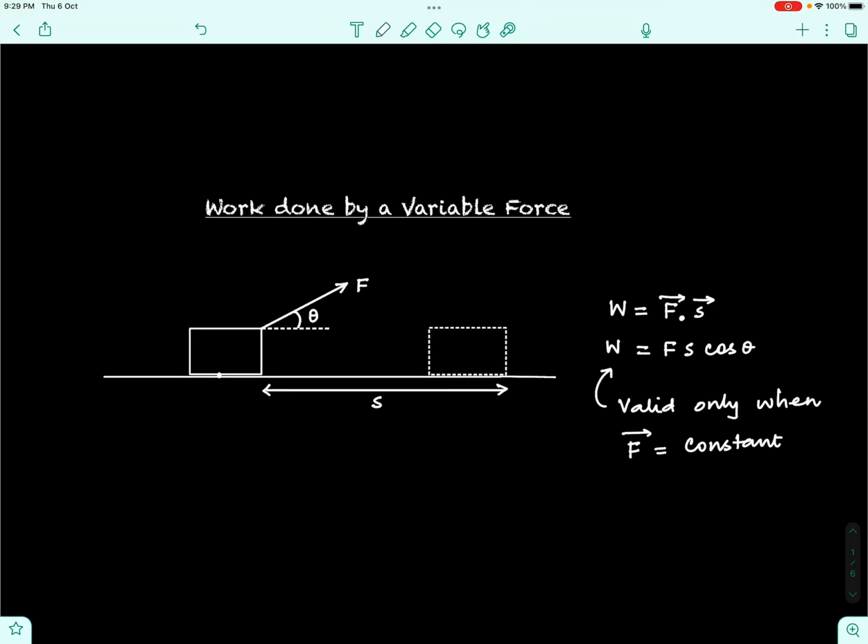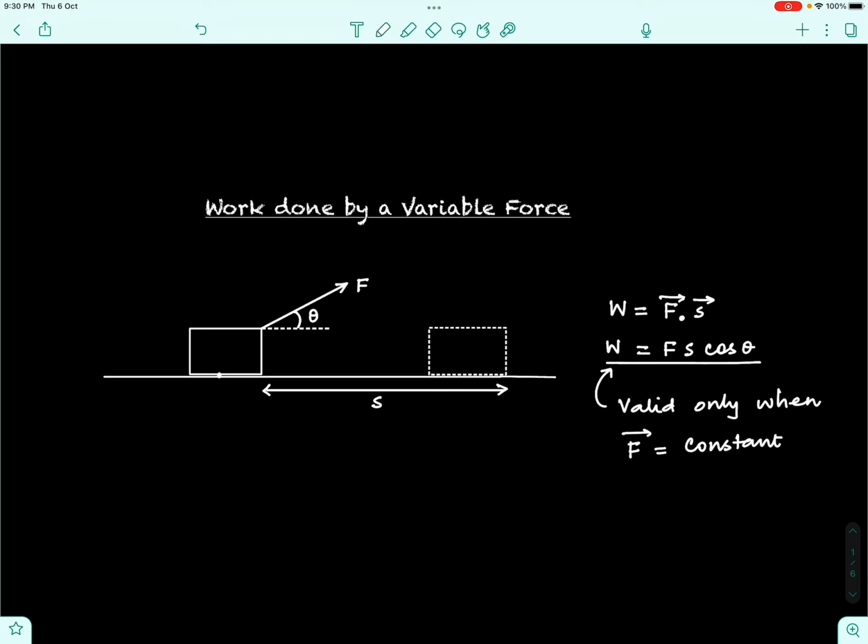So, as we have seen, the work done by a force acting on a particle like this, as we have shown here, is given by the dot product of the force vector with the displacement vector, which can also be written as Fs cos theta. But we have also learned that this formula is valid only when the force acting on the body is a constant. It does not vary with time or with distance travelled by the body, right.